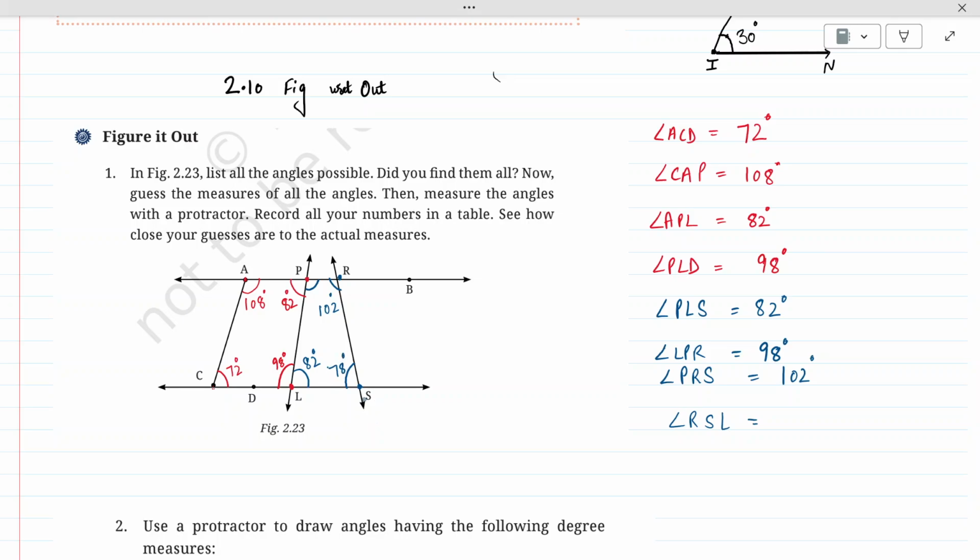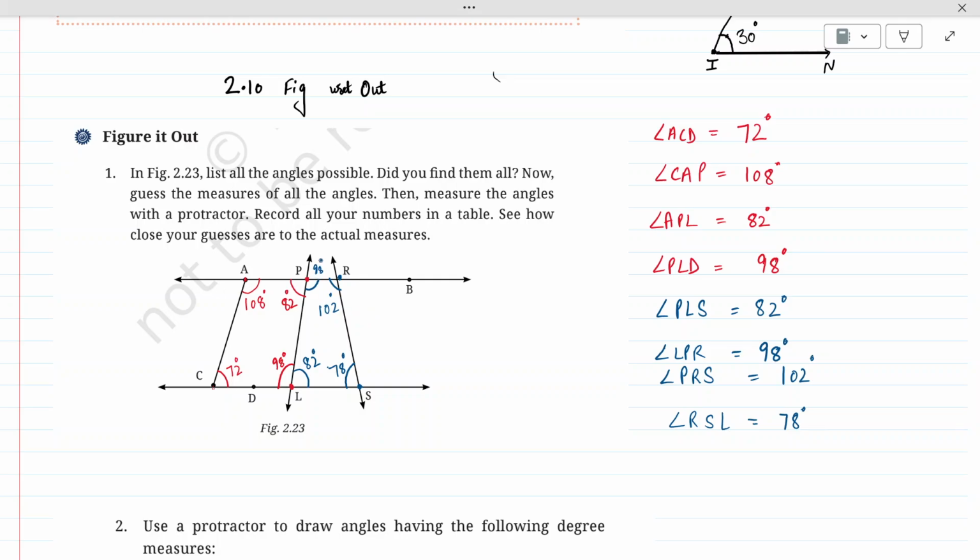Kids, one more thing I wanted to say. This is one where we are measuring with the protector and we are getting the angles. But we have another method also. If we know what is angle APL, we know it is 82 degrees. We have found out using a protector. Now I have to find out this particular angle, that is angle LPR, which is 98.